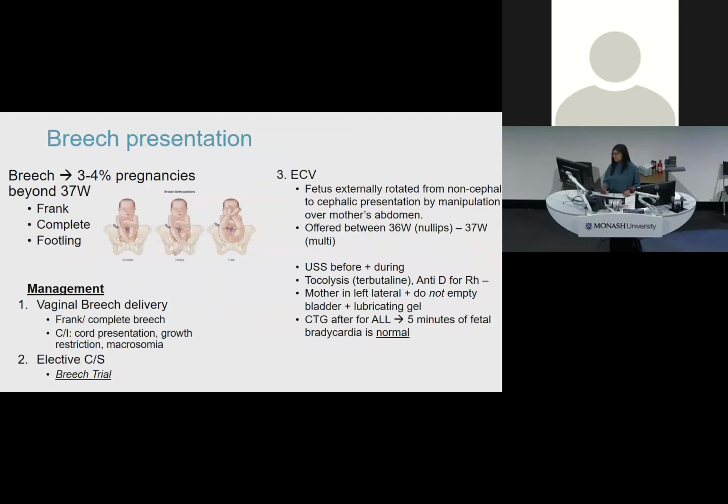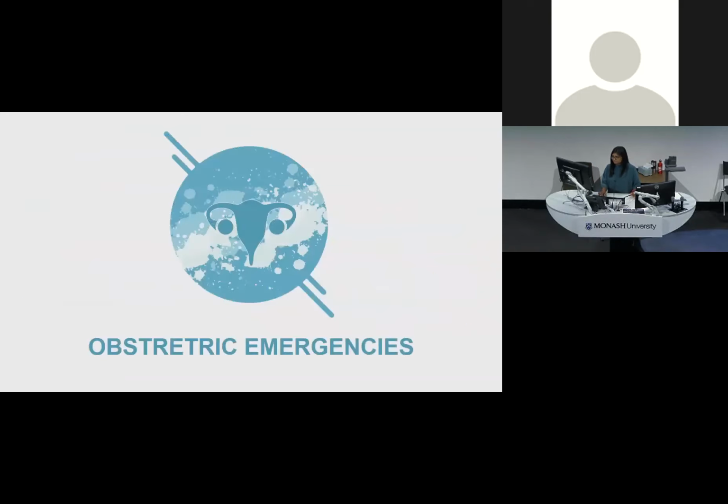So ECV is when the fetus is externally rotated from a non-cephalic to cephalic presentation by manipulation over the mother's abdomen. It's offered between 36 weeks and 37 weeks. 36 weeks for nulliparous women versus 37 weeks at term for multiparous, because multiparous women are more likely to go into spontaneous labour with the ECV. That's just the method to do it, but PROMPT has all of the methods on how to do it, and you guys should familiarize yourself with that.